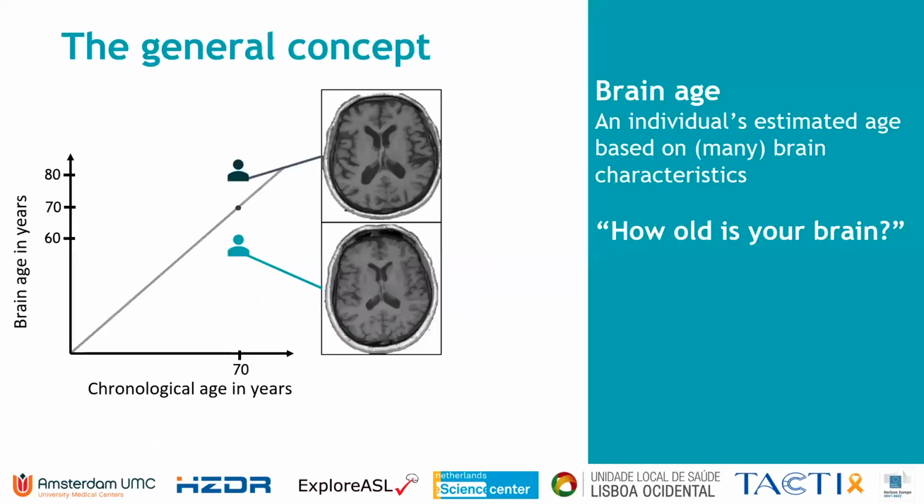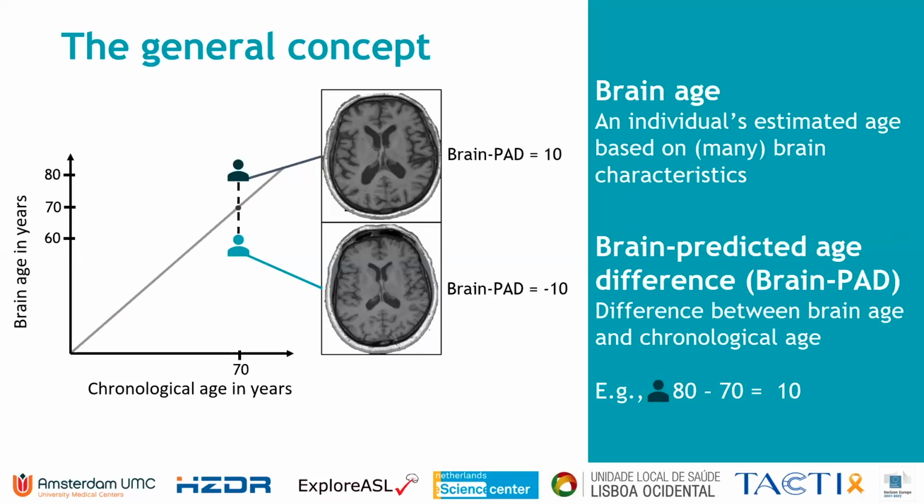And if we then look into the concept of brain age prediction itself, the overall concept, like a very rough summary of it, would be that it refers to an individual's estimated age based on many different brain characteristics. So if you look into the example here, the question that we ask to the images basically is, how old is your brain? So in this example, we have two subjects with the chronological age of 70. And if we then look into the predicted brain age, we can see that one subject has a predicted brain age of 60 years old, whereas the other subject has a predicted brain age of 80 years old.